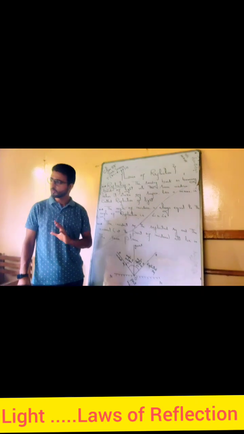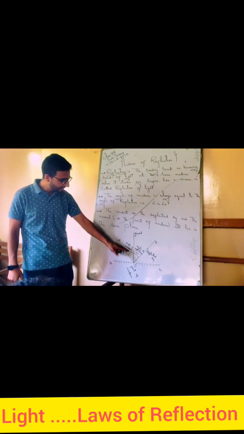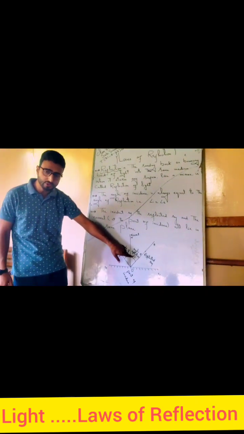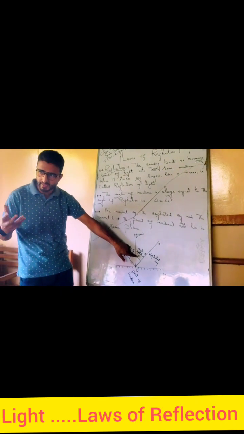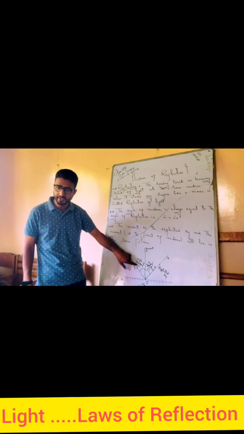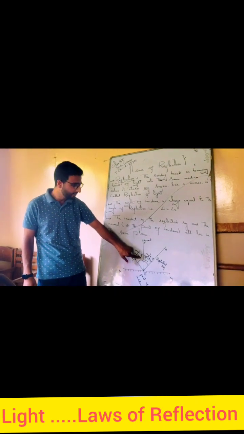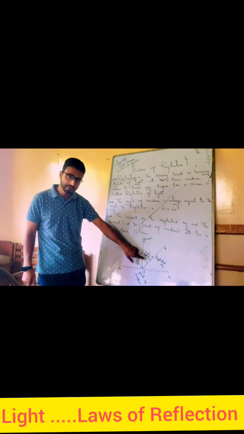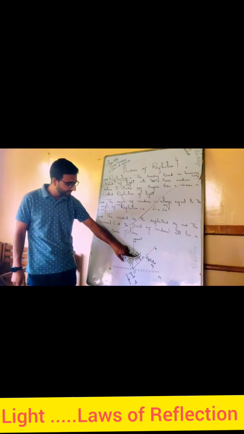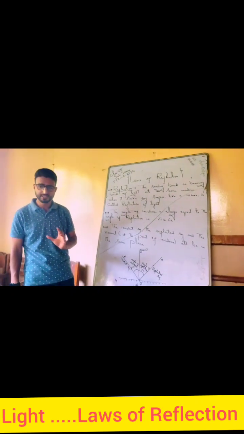So for this we have two laws of reflection. One is angle of incidence is always equal to angle of reflection. What does it mean? If angle I is equal to 30 degree, angle R will also be equal to 30 degree. If angle I is 45, angle R is also equal to 45, and if angle I is 60 degree, angle R is also equal to 60 degree.